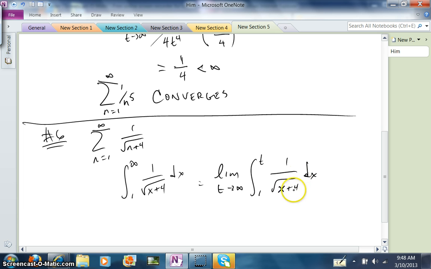Okay, let's do this integral here. This is x plus 4 to the negative 1/2. So if I add 1, I get x plus 4 to the 1/2. And then I need to divide by that 1/2, which gives me 2 here. Okay, and then I'm going to evaluate that from 1 to t.